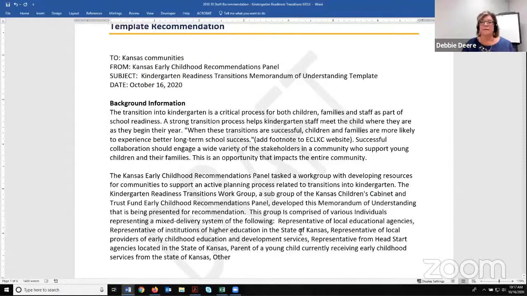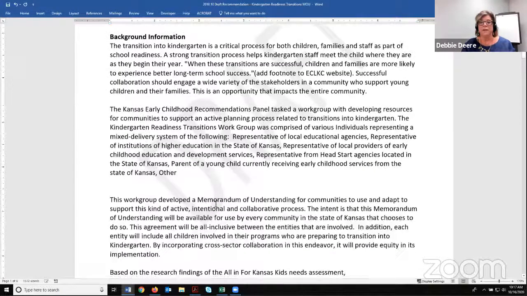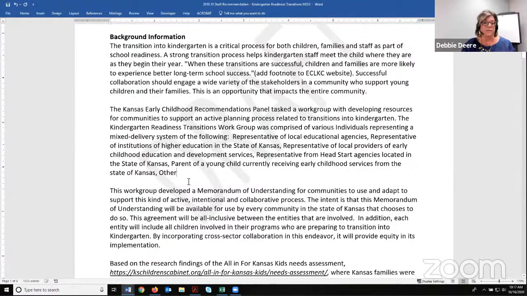And I just want to take this opportunity, this is Debbie, to give another shout out to the work group that put all of this together, because they really didn't meet that many times. And I think they got a lot accomplished in a very short time, and were able to bring back a product to us that is very useful.